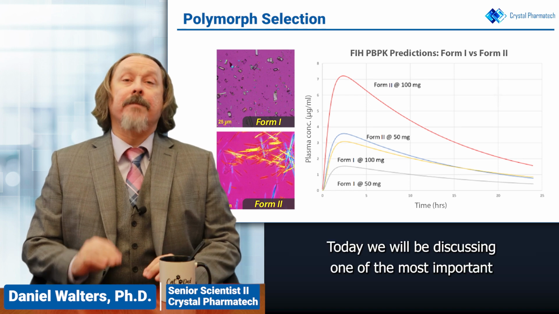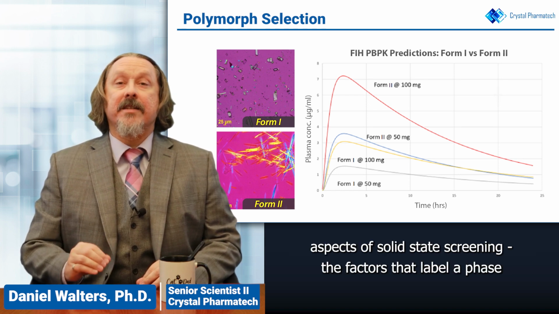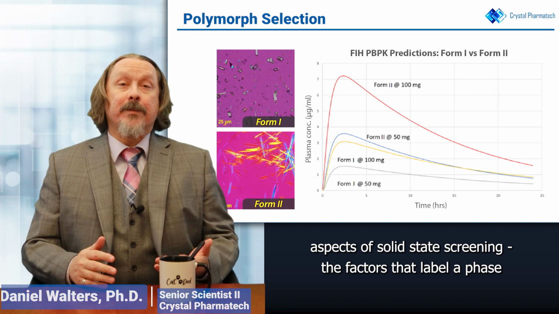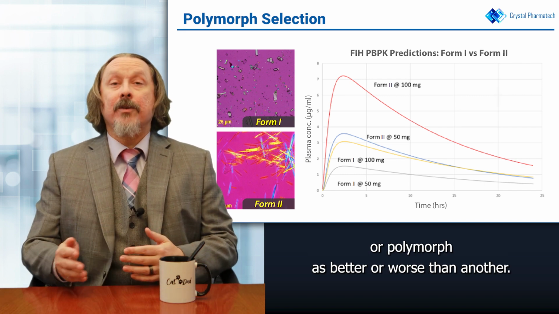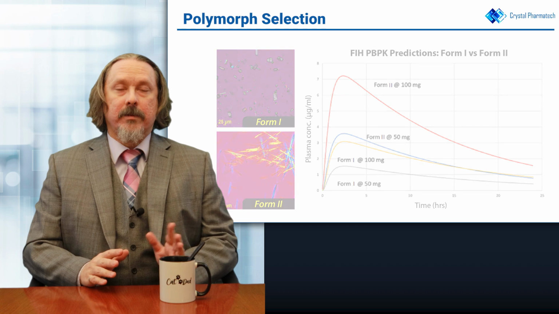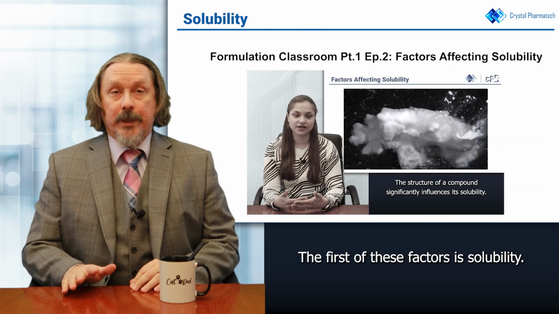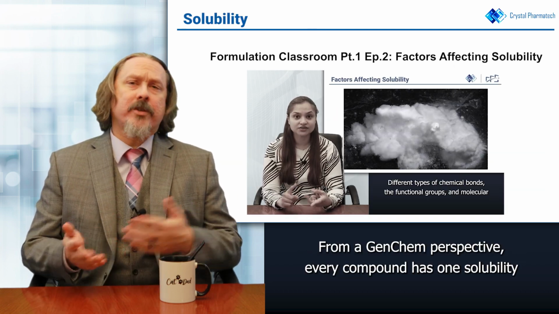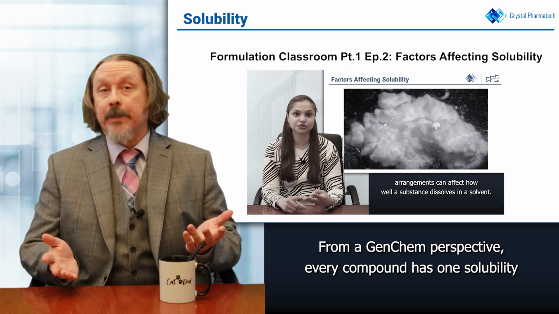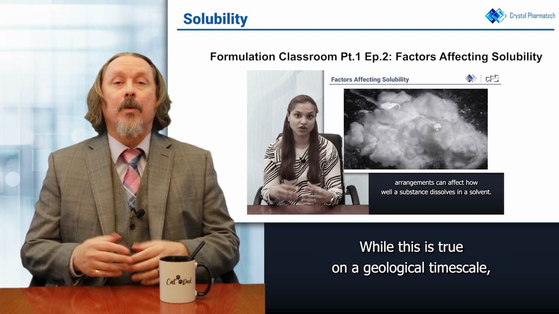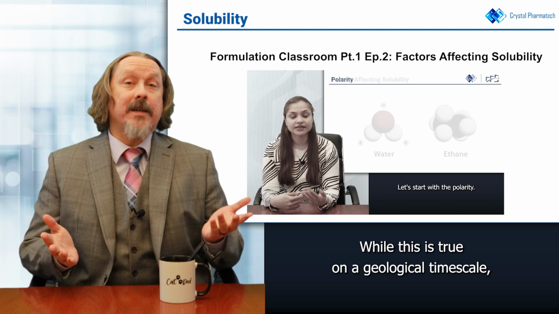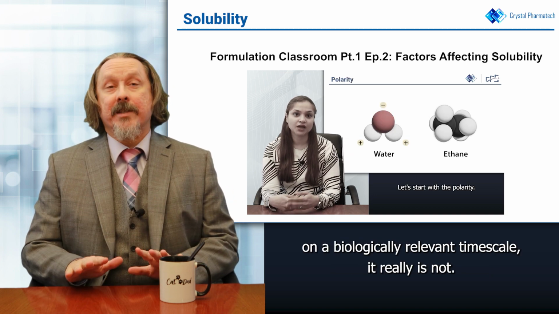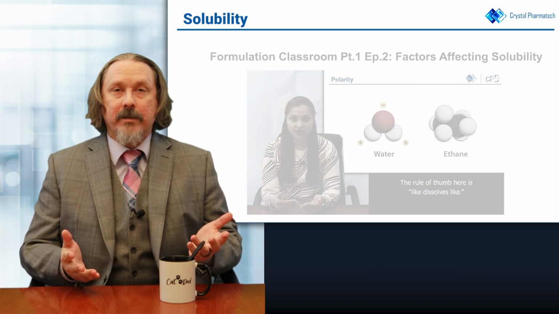Today we'll be discussing one of the most important aspects of solid-state screening, the factors that label a phase or polymorph as better or worse than another. The first of these factors is solubility. From a Gen Chem perspective, every compound has one solubility in a given solvent. Well, this is true on a geological timescale. On a biologically relevant timescale, it really is not.